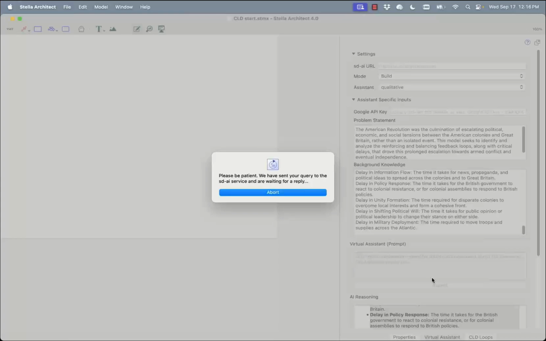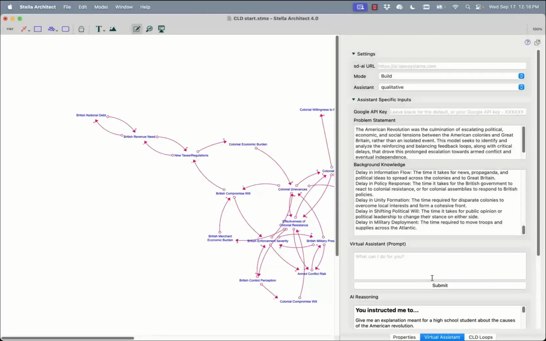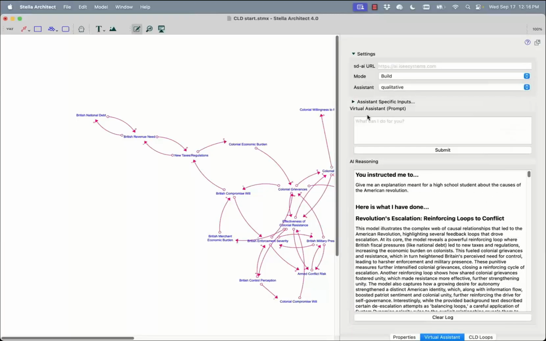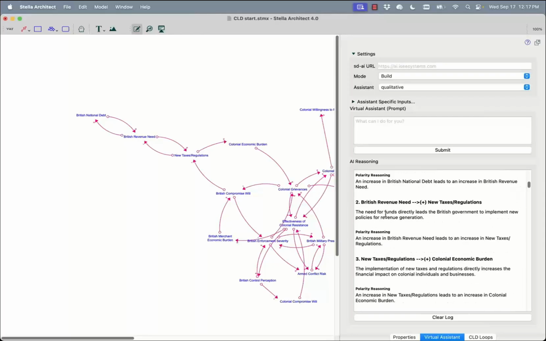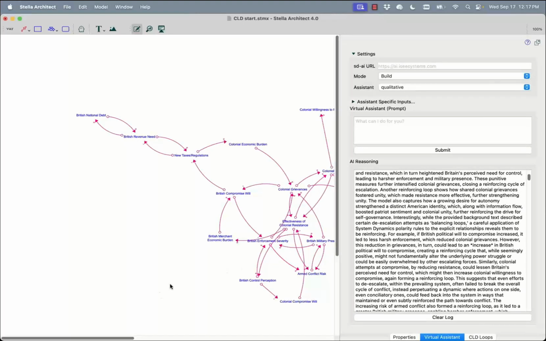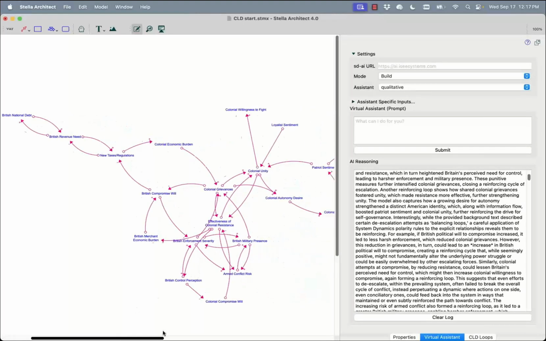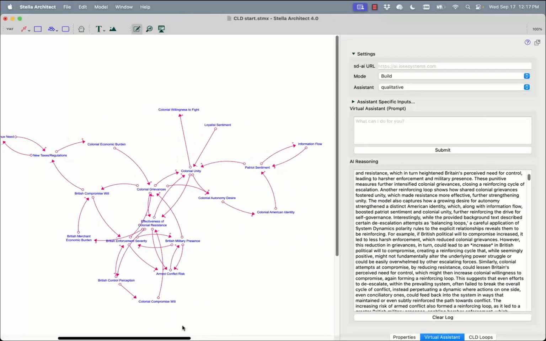Likewise, it knows about any problem statement or background knowledge or anything in the assistant-specific inputs that you've given it. And it knows about the prompt that you've put into the virtual assistant. But it does not know all about the reasoning that exists here in the log. So this was an example of generating probably way too complex of a CLD in one shot.